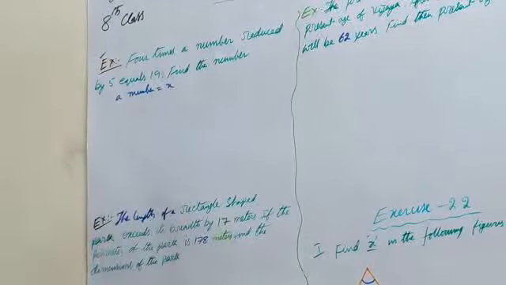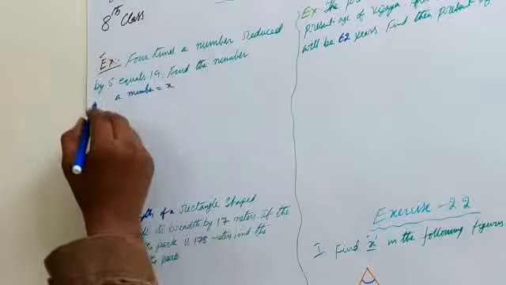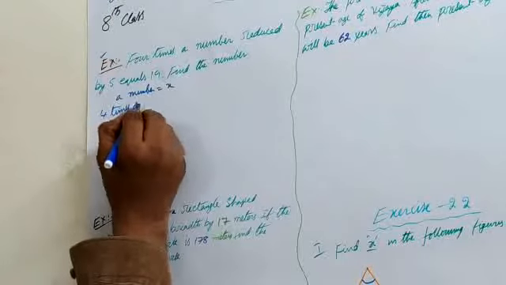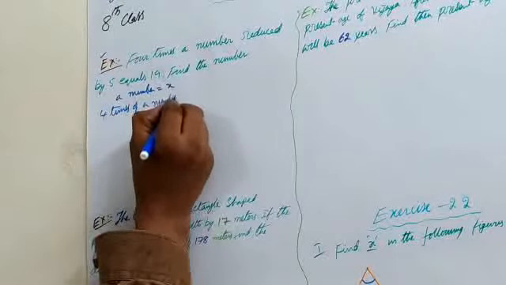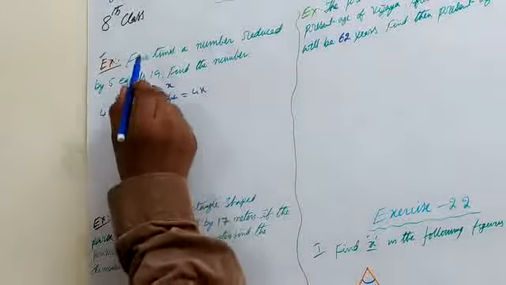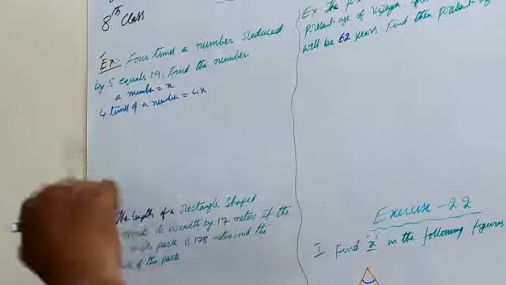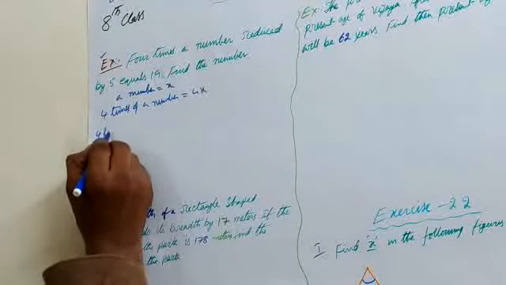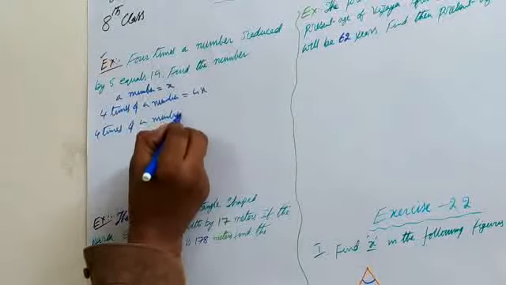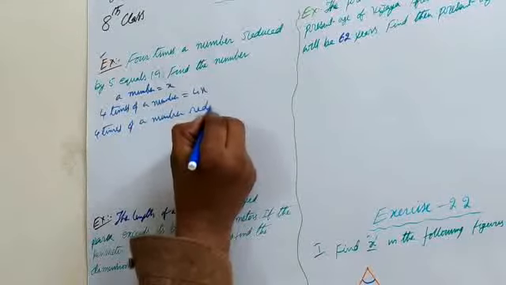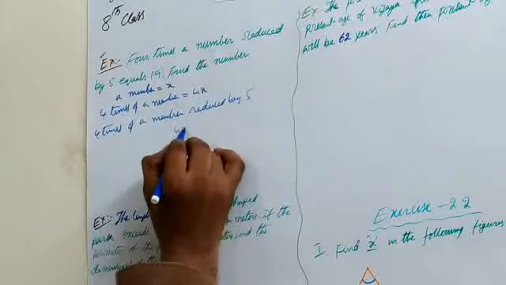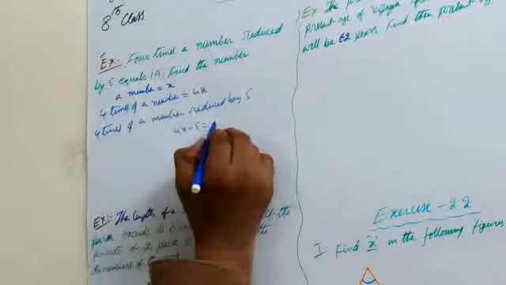Therefore, let a number be x. 4 times a number is equal to 4x. Therefore, 4 times a number reduced by 5 means 4x minus 5 equals 19.